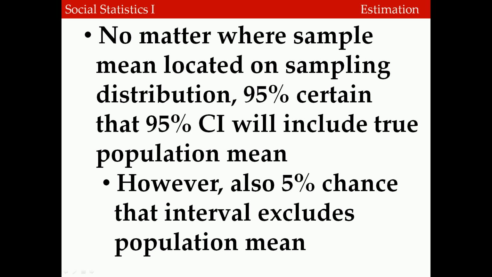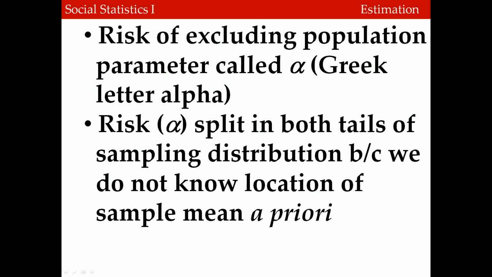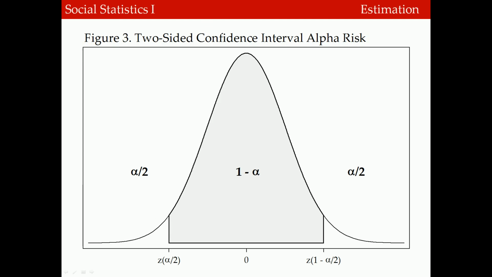Now, no matter where the sample is located on the sampling distribution, we can be sure with 95% certainty that our confidence interval will include the true population mean. However, there's also a 5% chance that the interval excludes the population mean, in which case we're going to create some kind of interval that is actually wrong. The risk of excluding the population parameter is called alpha, which here I'm designating with the Greek letter alpha. That risk is split into both tails of the sampling distribution, because we don't know a priori whether our sample mean is located in the left tail of the distribution, the right tail, or somewhere in between.